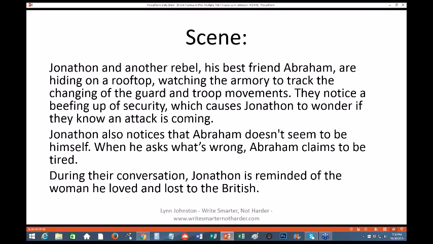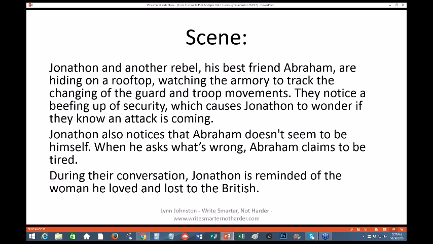Another scene, remember, we have to set up the hero's external arc, so we can have a scene where Jonathan and Abraham are hiding on the rooftop. And I picked Abraham rather than another rebel because I want to set up their friendship and I want to set up that betrayal. So they're sitting there. It's really uncomfortable. They're hiding. It's boring. It doesn't look like there are any weaknesses in the defense, so they're kind of upset about it. Jonathan's going to probably notice that Abraham is distracted, and Abraham's just going to say, "Oh, I'm tired."